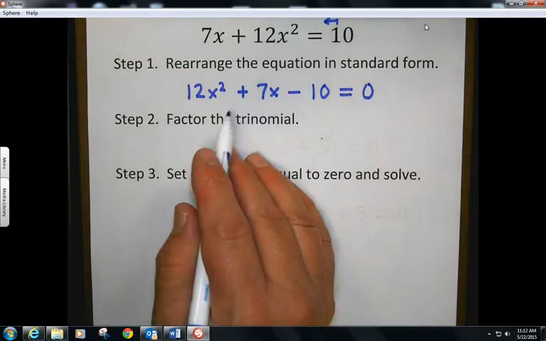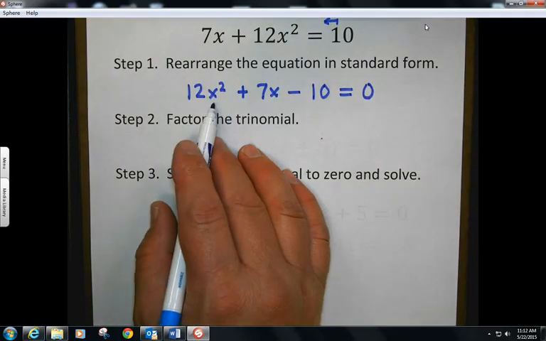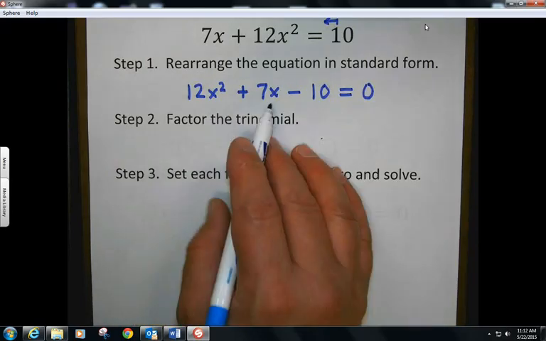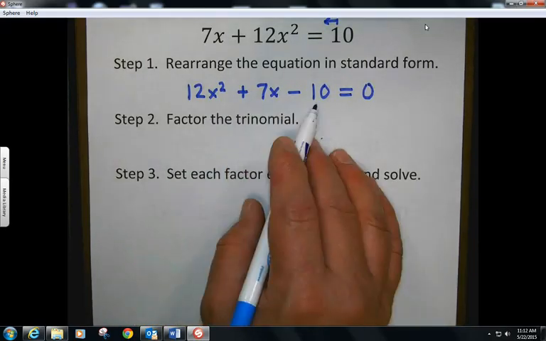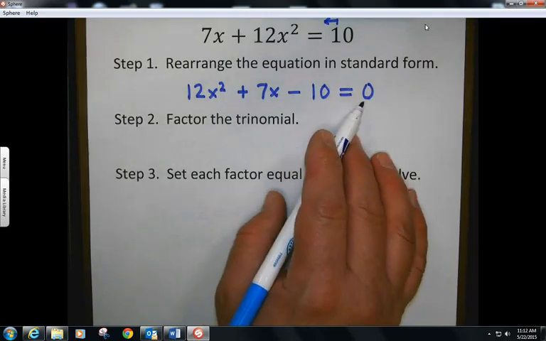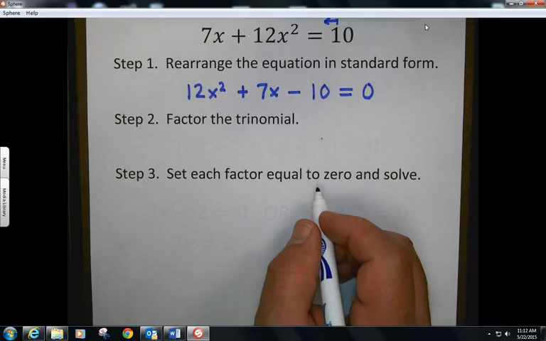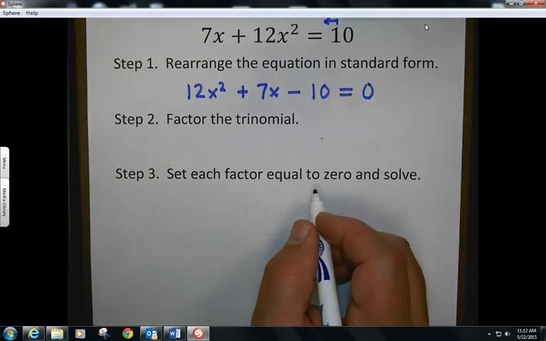You've got your 12x squared, your x squared term leading, your linear term, the term that has x in it, next, and your constant term is at the back. It also has to say equal 0 for this process to work. Next, you factor the trinomial.